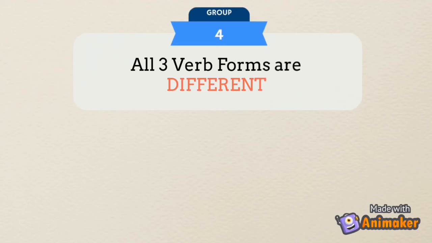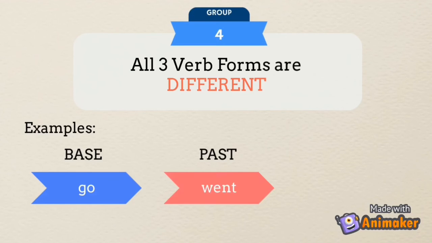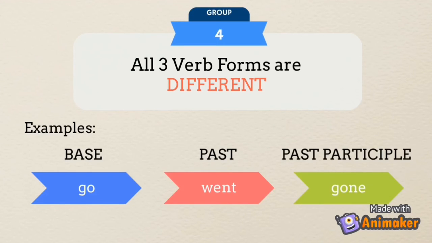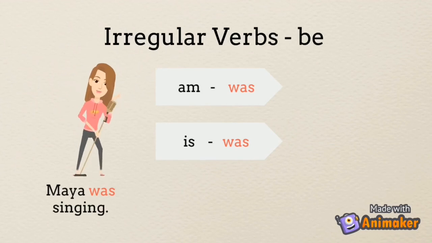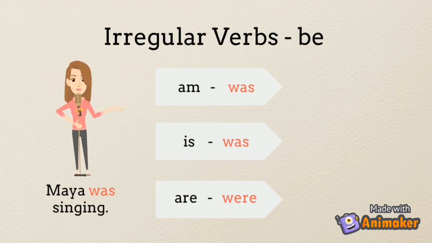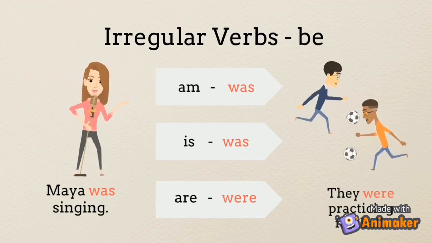Group 4. All three verb forms are different. For example, go in base form becomes went in past form and gone in past participle form. Apart from that, we also need to remember the past tense of am, is, and are. Am and is become was, while are becomes were.